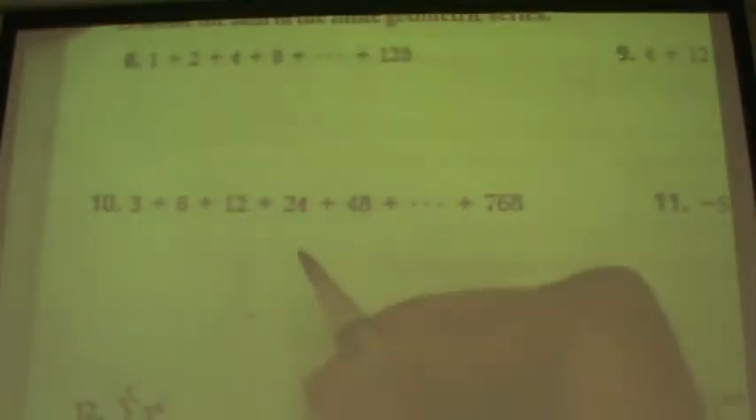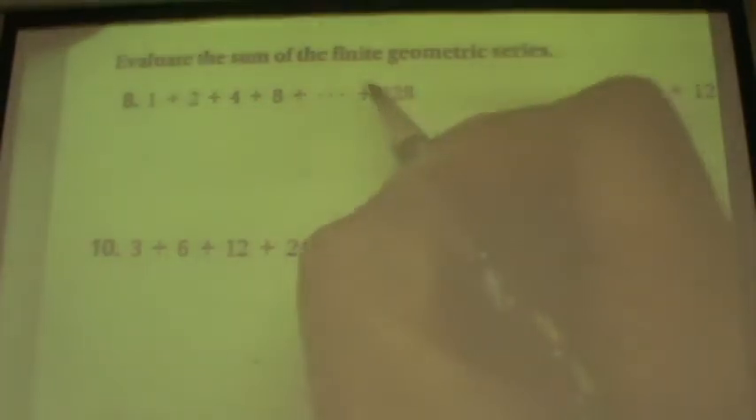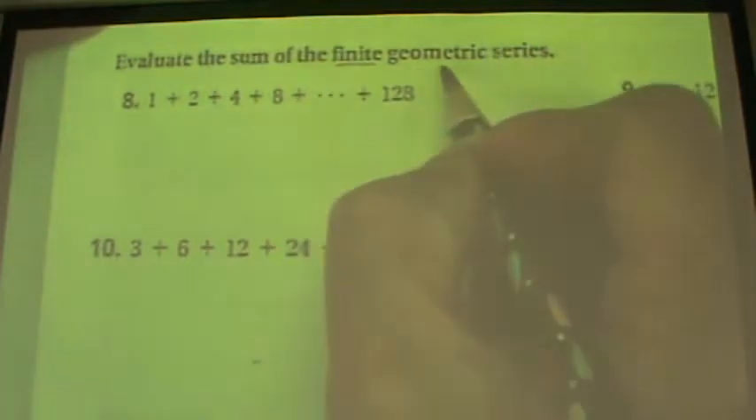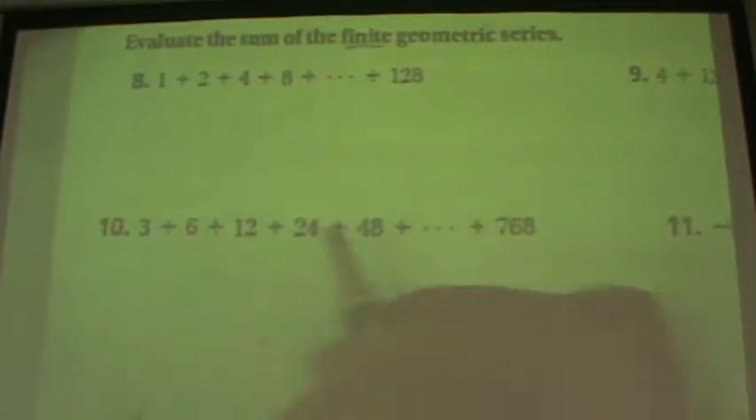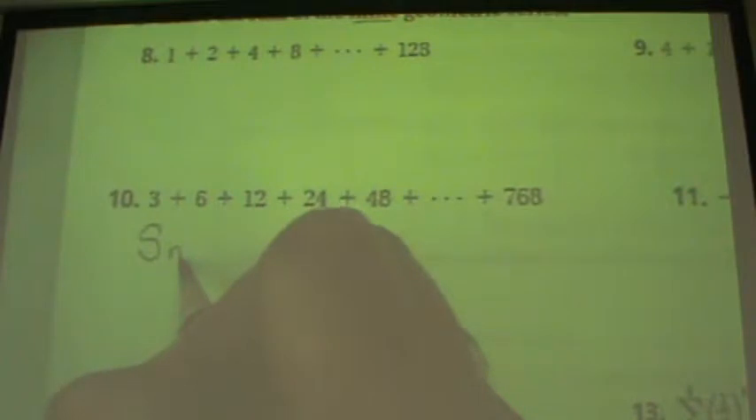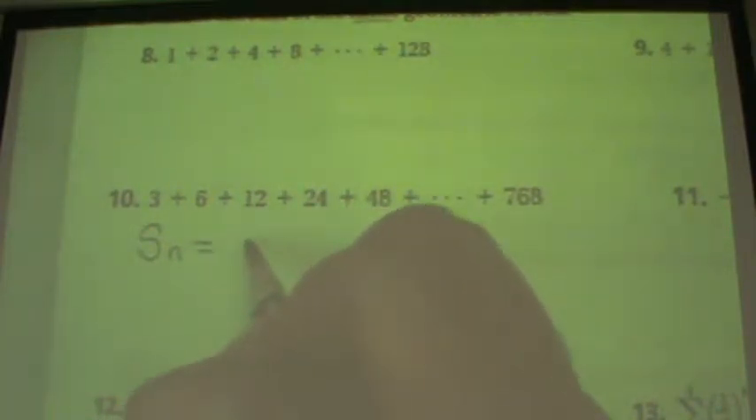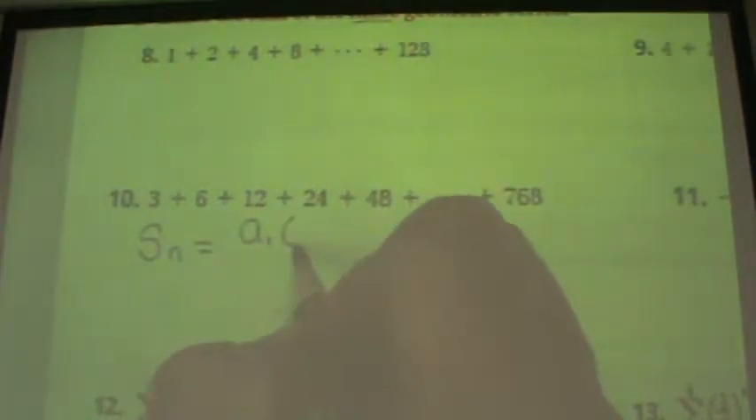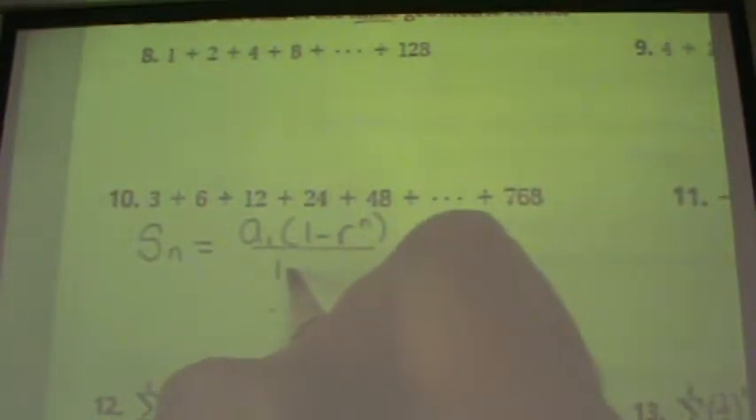These four are the same. They're asking you, this is a finite geometric series. You're adding up how many terms? We don't know. The formula is S sub n. We don't know how many terms we're adding. And it's the first term times 1 minus r to the n power over 1 minus r.